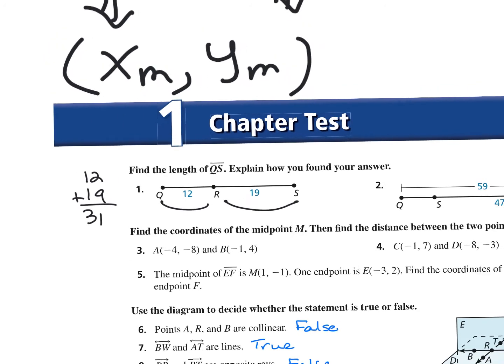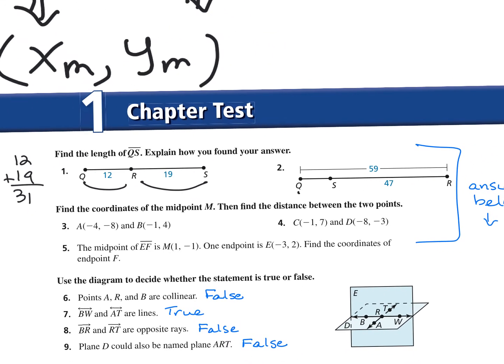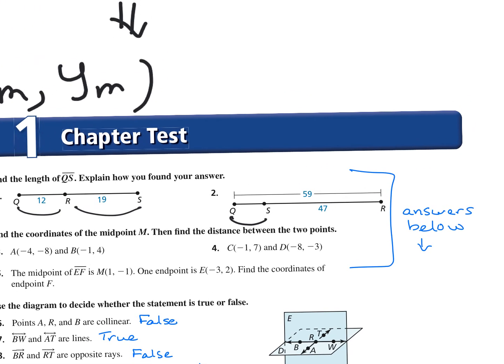Or it could be where they give you the total, and QS now is the little piece, and then here all you would have to do is subtract 59 minus 47, and that answer would be 12. So you could get questions as simple as that, or they may even involve expressions. So be able to do it both ways, whether it's just numbers on here or algebraic expressions. For 3 and 4, you're going to be calculating the midpoint and the distance of these 2 points. So again, I wrote those formulas at the top, so be able to work with both of those formulas.